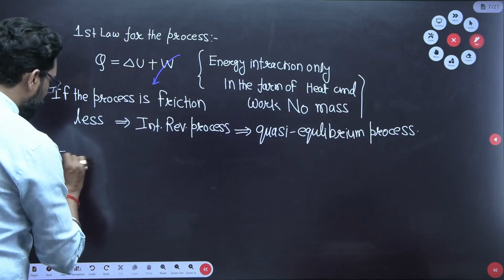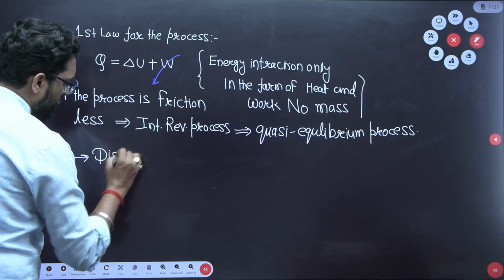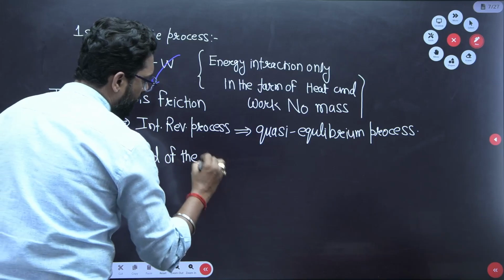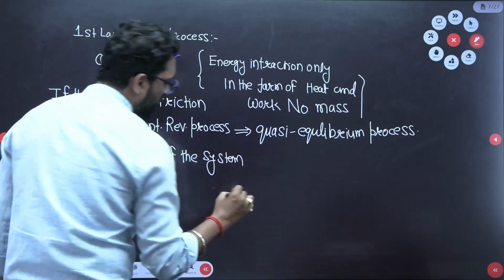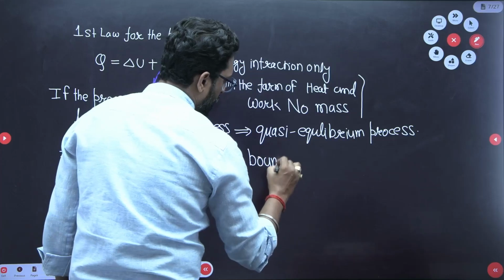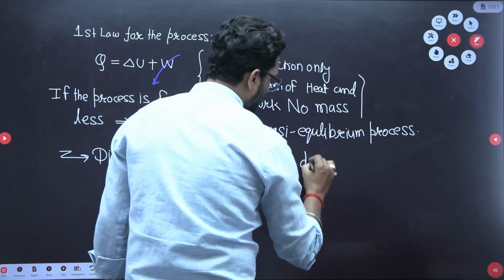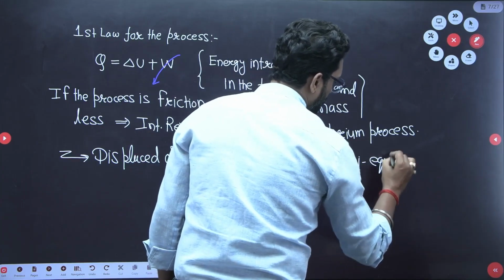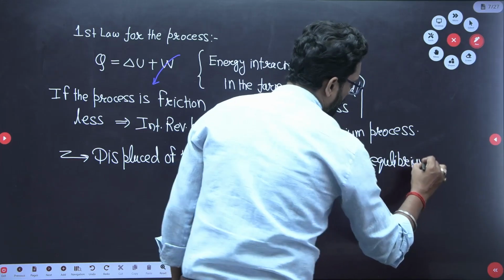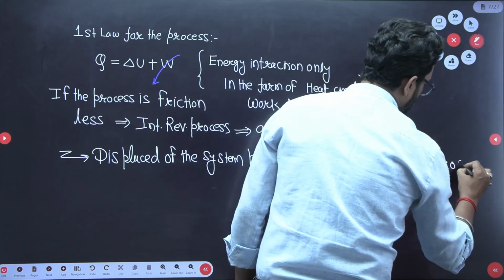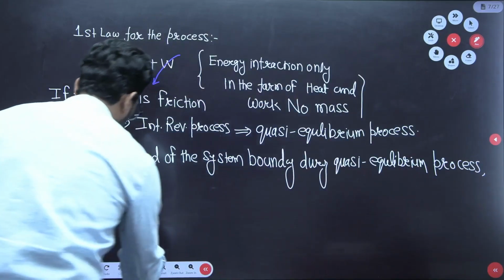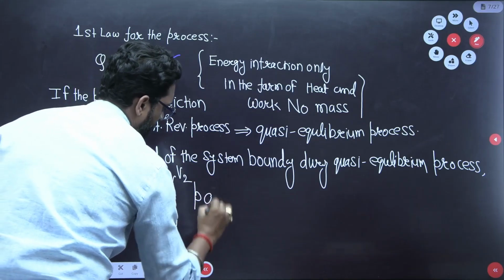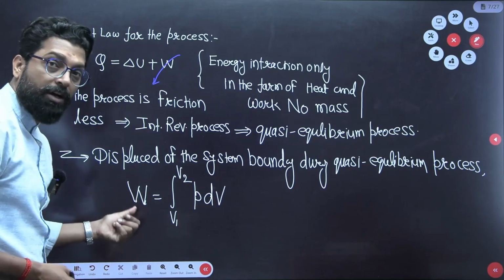That means displacement of the system boundary during a quasi-equilibrium process, the work transfer is equal to integration V1 to V2 PdV. So this is called boundary work.